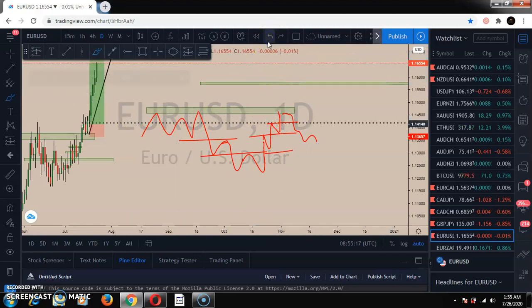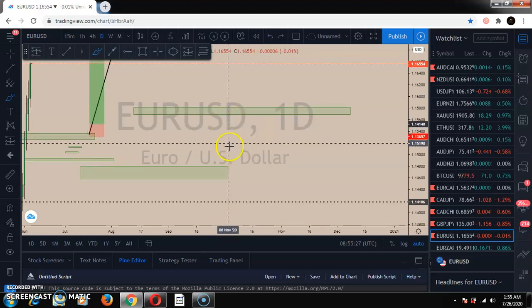Now, how do you trade this? You must have a rule-based strategy, but I will share a secret on how to trade this. The secret is double top and double bottom.